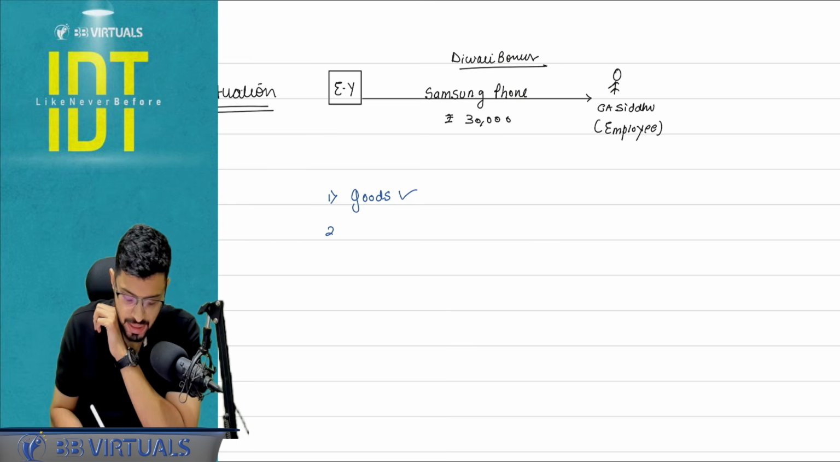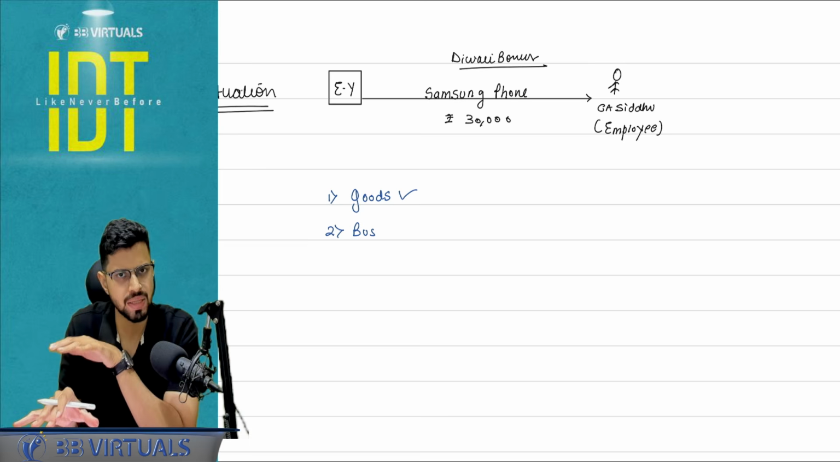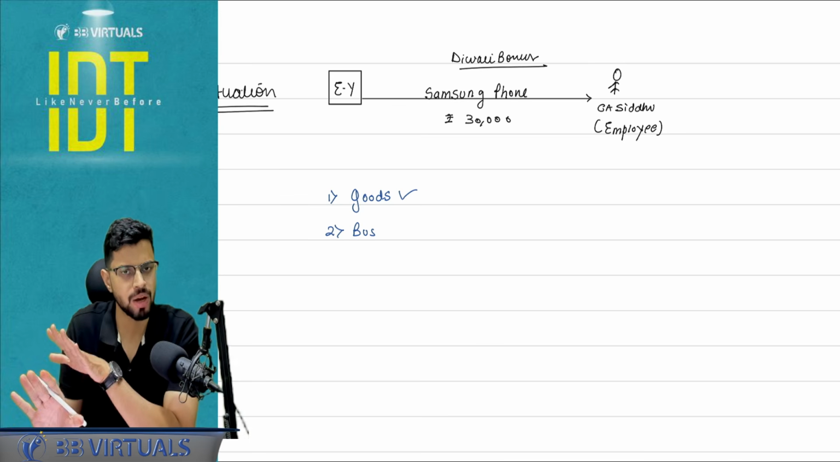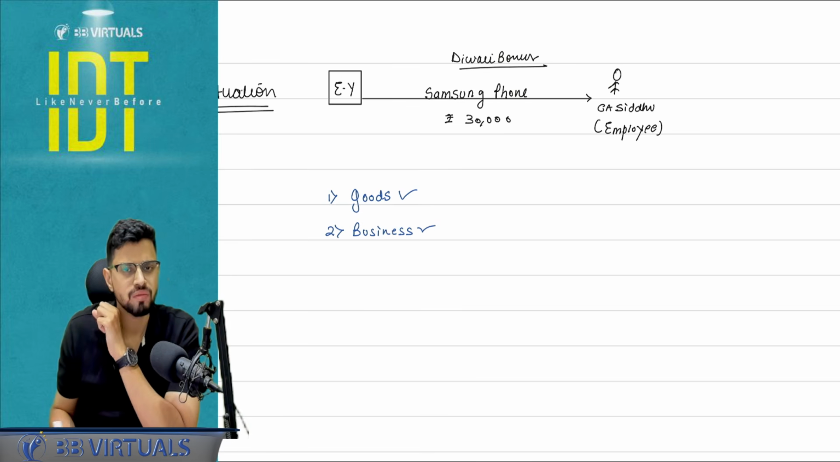Is it a part of business? Yes. The company is doing business, and in that business they give gifts to employees. Very much a part of business. Very wide coverage of business anyway.